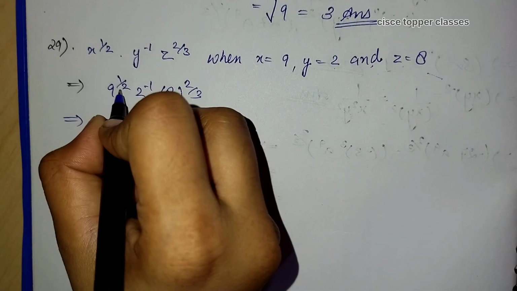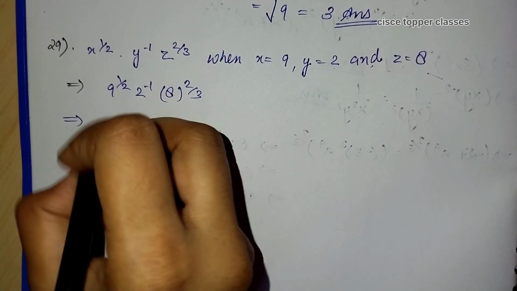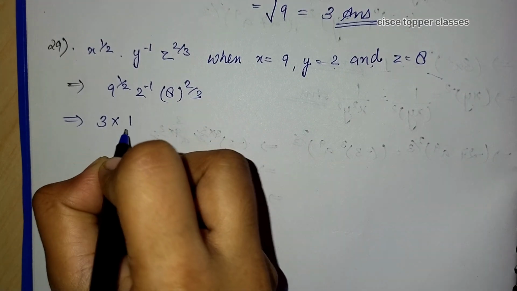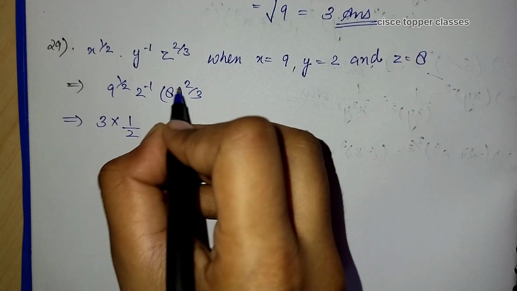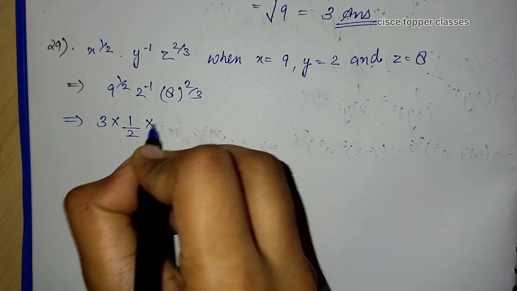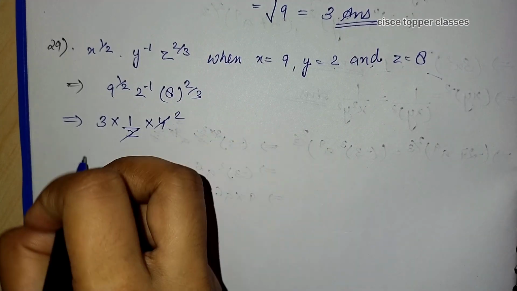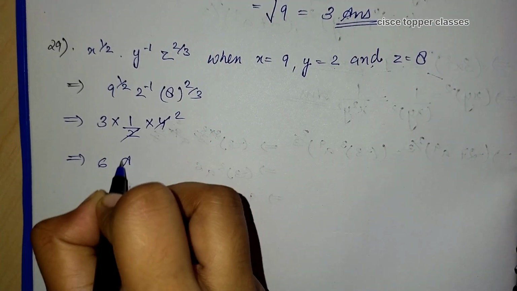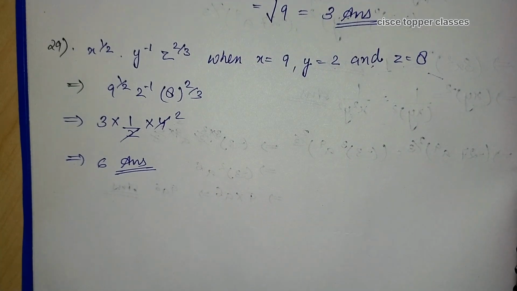So simply here it is under root 9, so it will be 3 into 1 by 2. Here 2 into 3, the 3 will cancel out only. So 2 to the power 2 will be 4. This will also cancel out and here the final answer will be 6. 6 is the final answer of the 29th question.